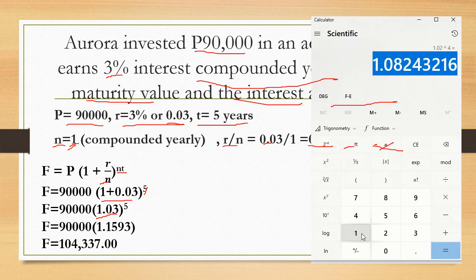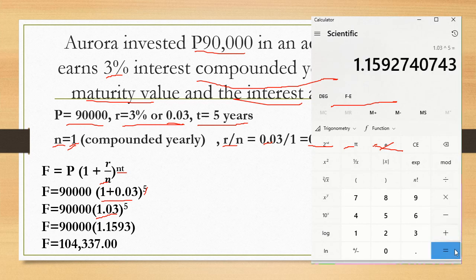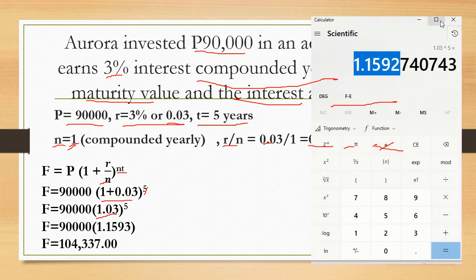Now let us take a look at the computation for 1.03 raised to 5. So let us enter 1.03 raised to 5. And we have 1.1592.7. So 4 decimal places, 1.1592, but rounding off, we will have 1.1593. So multiply that by 90,000 and we have 104,337 pesos.